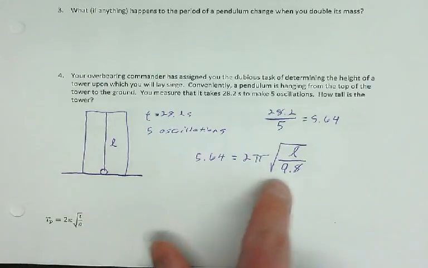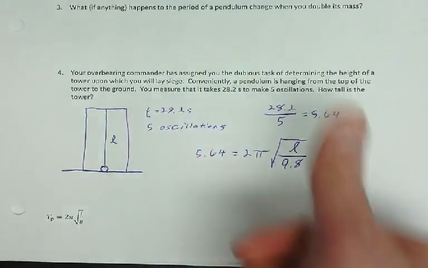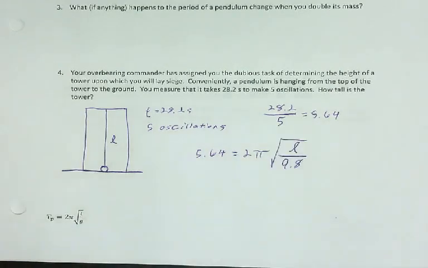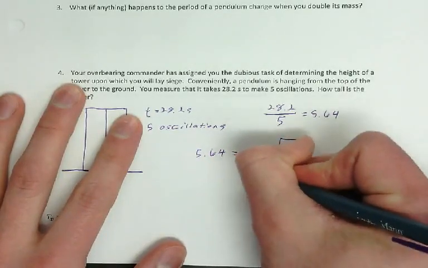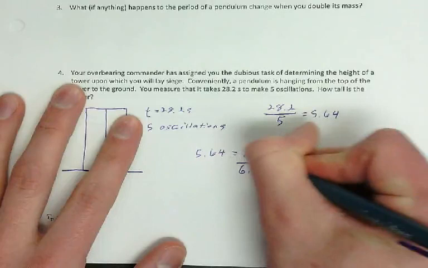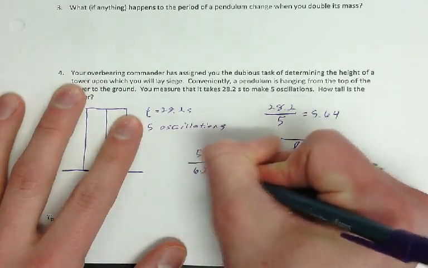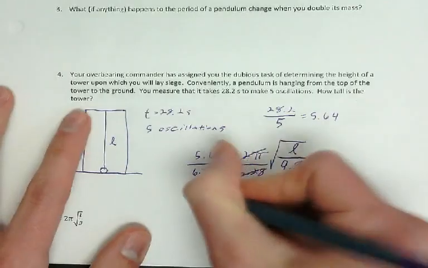So here's what I do. I look at this, and I'm like, oh my gosh, this square root of L over G, I don't know what to do, so cover it up. Just pretend it's not there. Solve for my thumb. How would I get my thumb by itself? I would divide the 2 pi to both sides. So remember, I always multiply 2 pi to 6.28. So 6.28 cancels the 2 pi. Divide by 6.28. So 5.64 divided by 6.28 is 0.898.